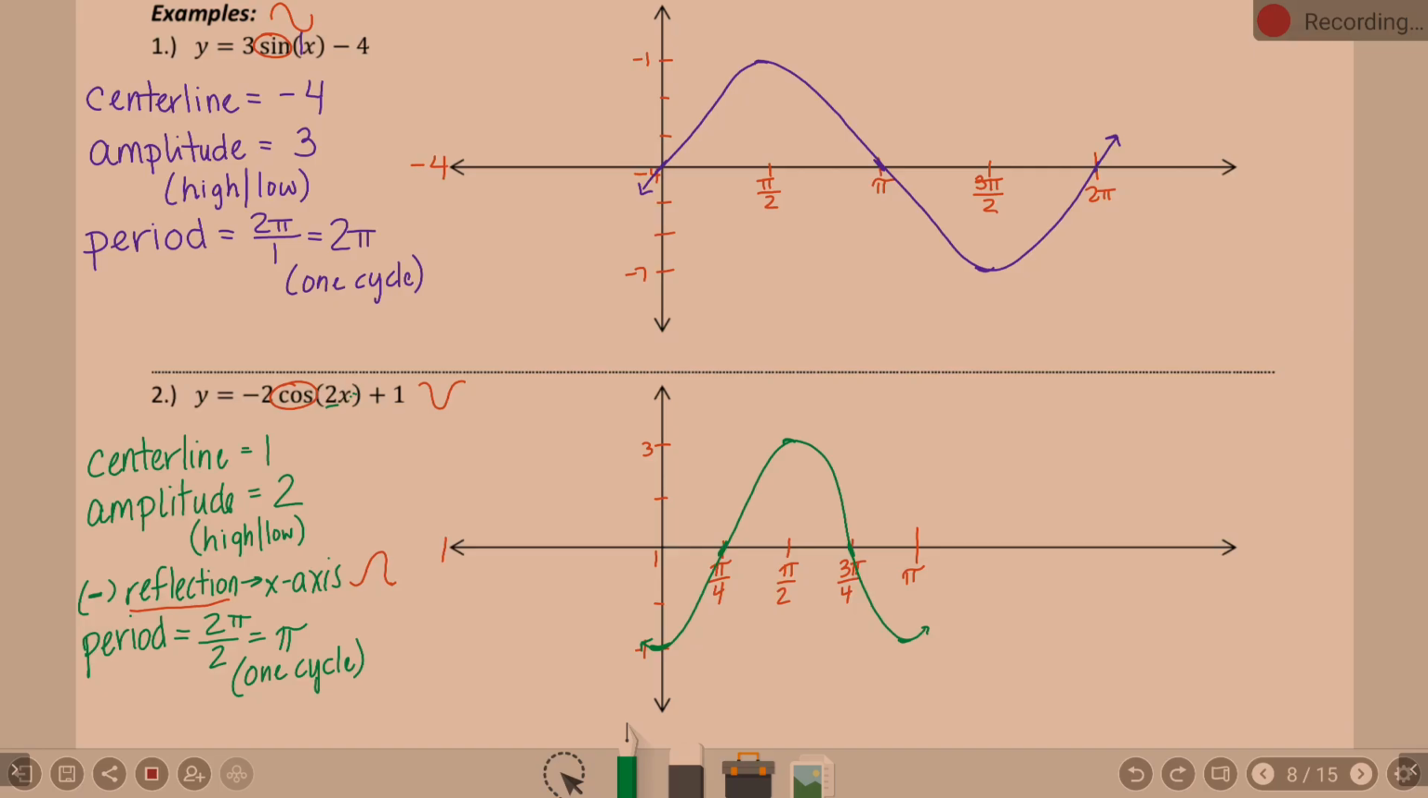And again, if you wanted to graph this, you could type this graph in. You could change your settings and see how it looks.